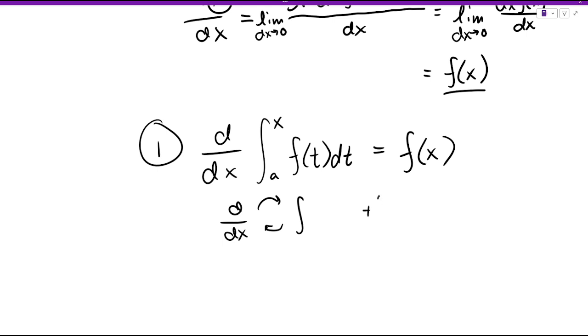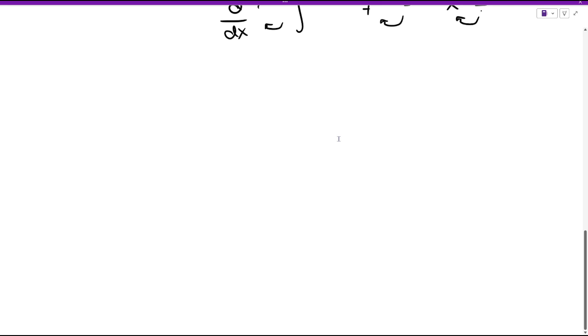It's just like addition and subtraction, or say multiplication and division. These are simply inverses of each other. They undo each other. So this is the first part of the fundamental theorem of calculus. Okay? Now let's move on to the second part.